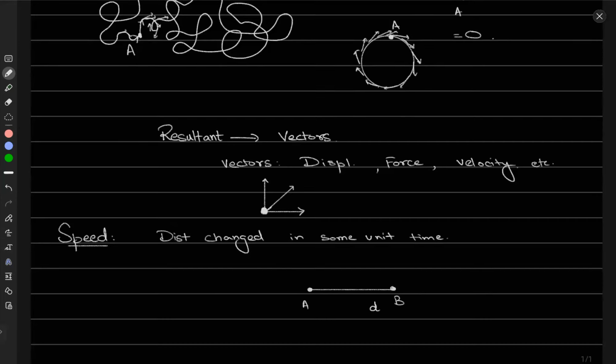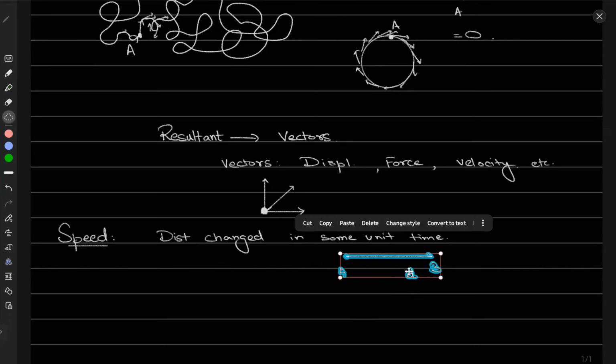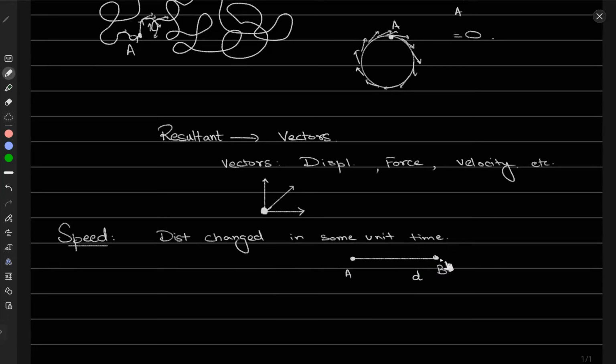Now in terms of speed, it doesn't matter where B moved. We don't care if B moved to the right or B moved to the left. We just care that distance increased or it decreased. We just care about the number. But when we talk about displacement, how does displacement change in some time? In that case, because displacement was associated to a direction, this thing is given a name, velocity.